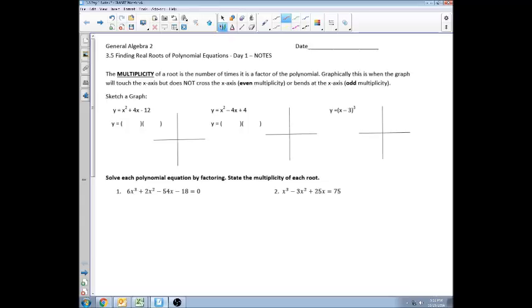This lesson is for my Algebra 2 class. It is 3.5, Finding Real Roots of Polynomial Equations, Day 1. The first thing we're going to talk about is multiplicity.